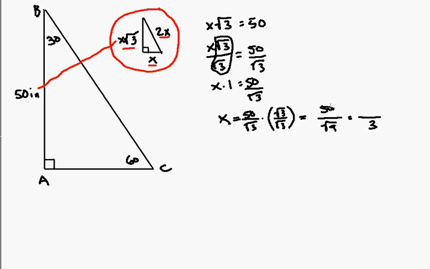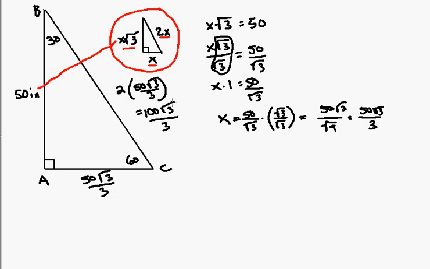On top, we get 50 square root of 3. So, in this particular case, we can't reduce this anymore. So this becomes 50 square root of 3 over 3. And our hypotenuse is going to be twice as much. So we're going to go 2 times 50 square root of 3 over 3, which is equal to 100 square root of 3 over 3. And we're done with that particular problem.